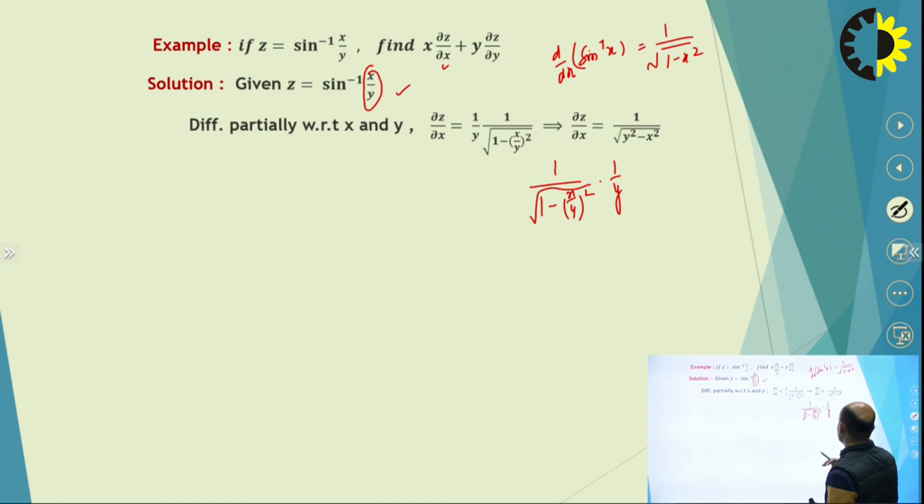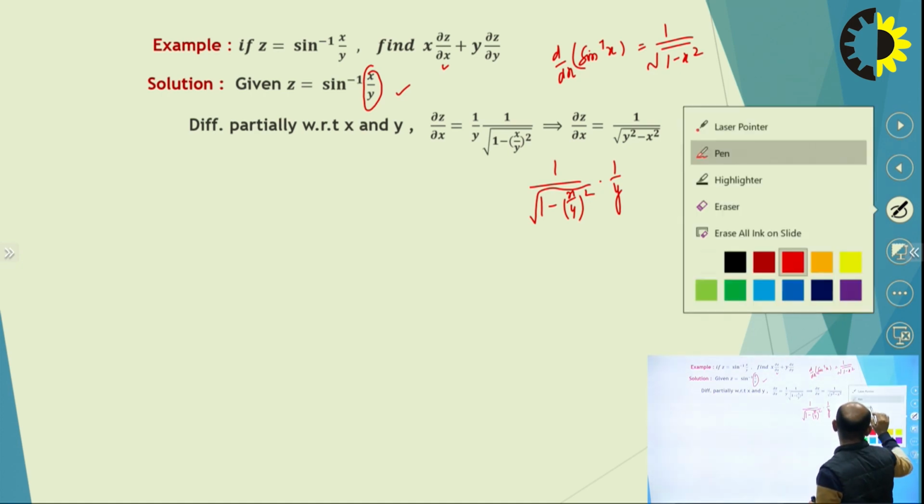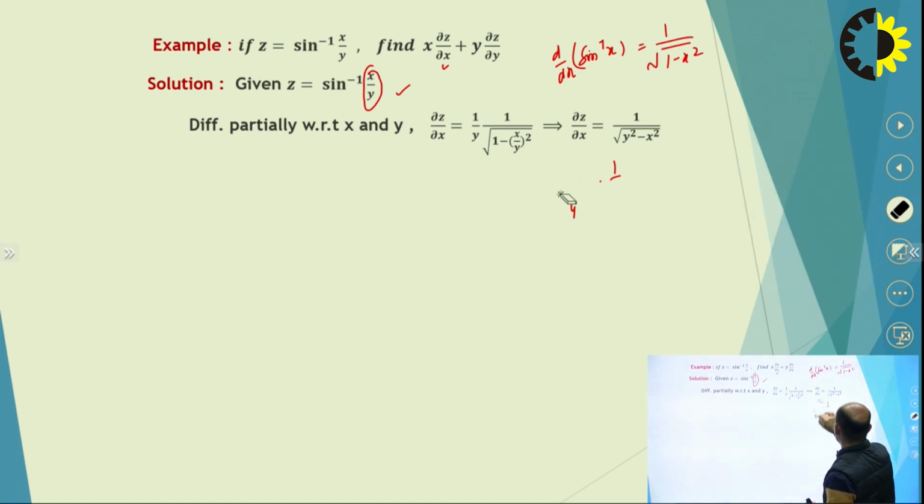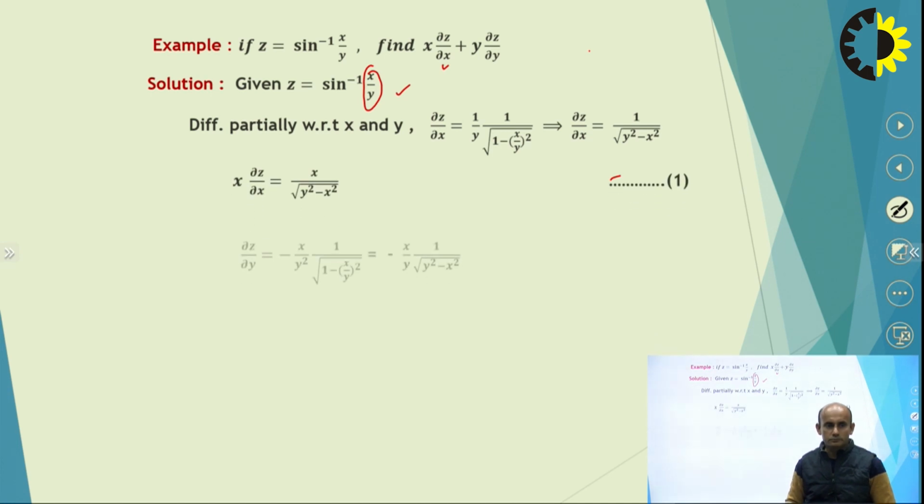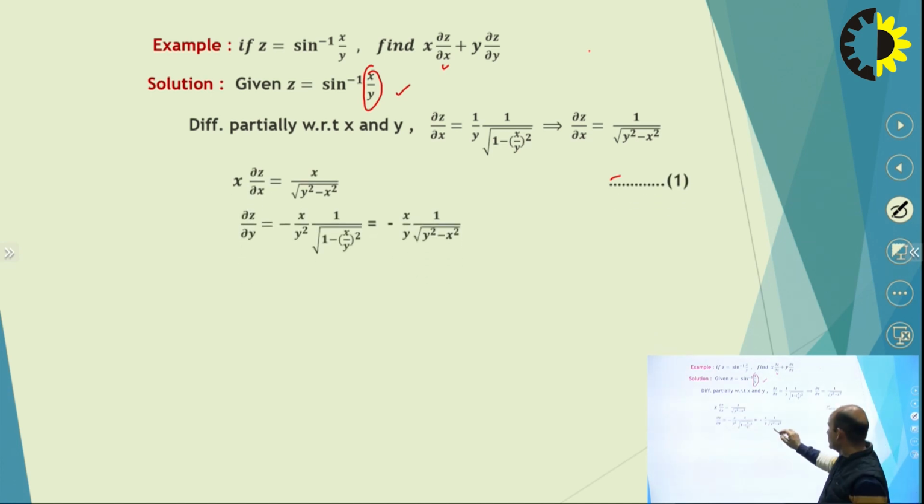So this is the del z upon del x here. Now again, if we have to find del z upon del y, then we have to differentiate again like this one, del z upon del x, which is del z upon del y, in which we have x as constant. So these are the values of del z upon del x and del z upon del y.